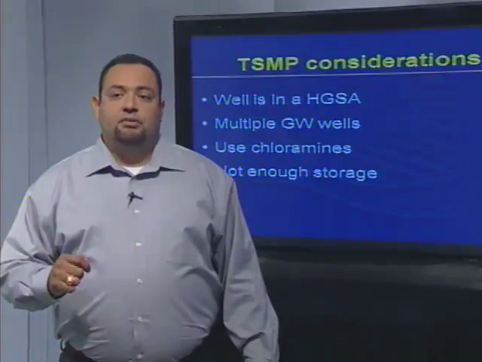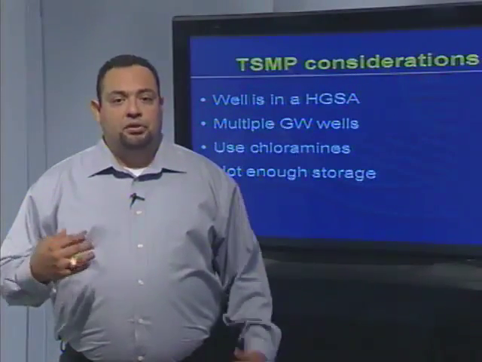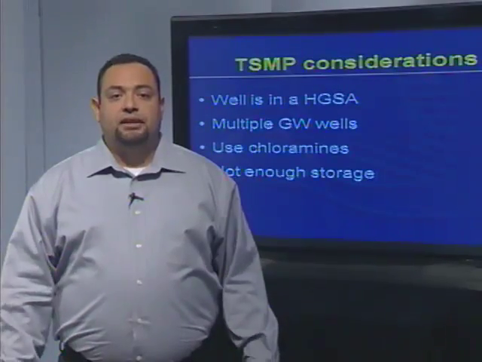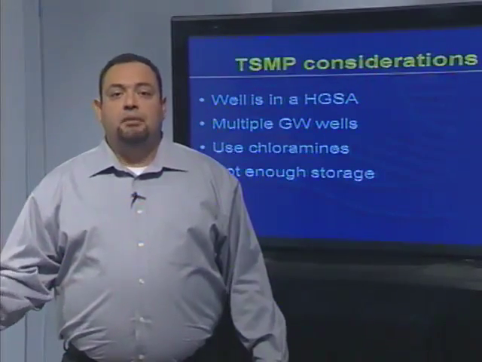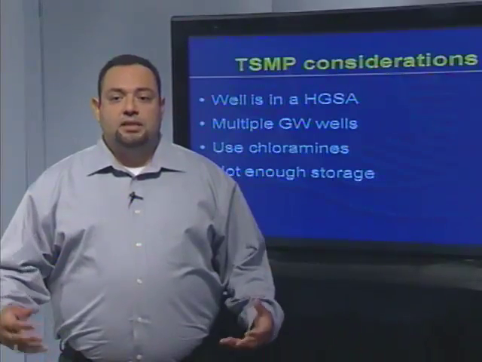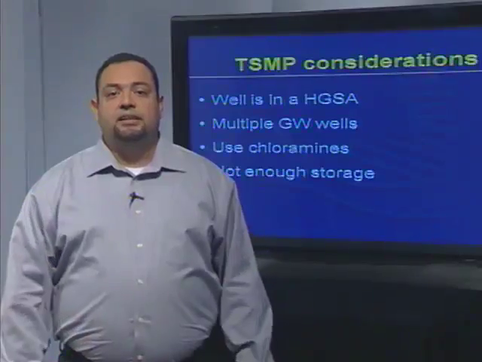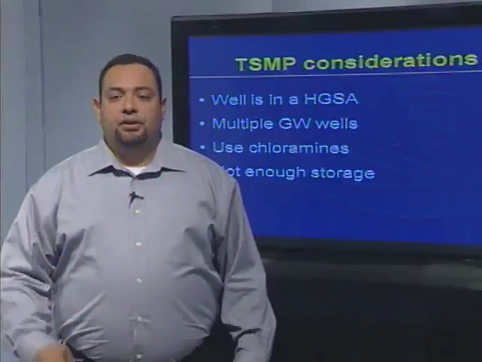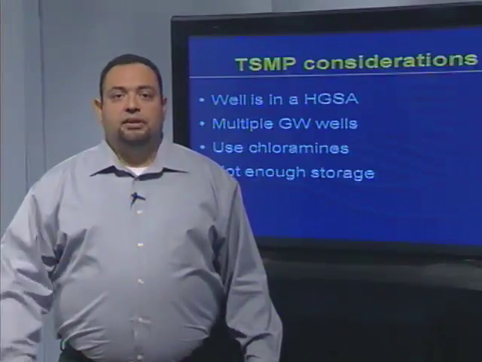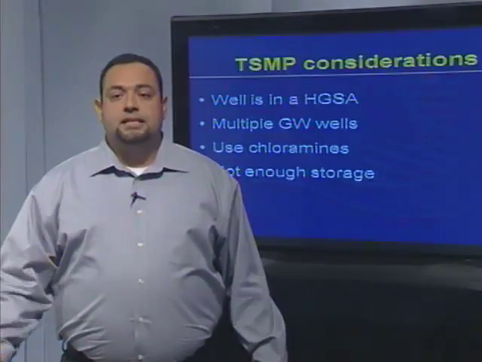Now, another consideration with the triggered source monitoring plan is if you use chloramines as your disinfectant, you might not be able to use the other option of 4-log. And that's going to be on a case-by-case basis because of the storage. You may not have enough storage and you're providing the chloramine disinfectant. So typically, if you're going to go the 4-log route, as I'll cover in the next slide, you're going to want to be a free chlorine type disinfectant system.